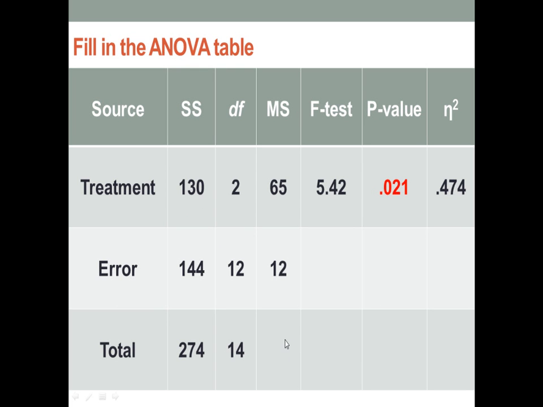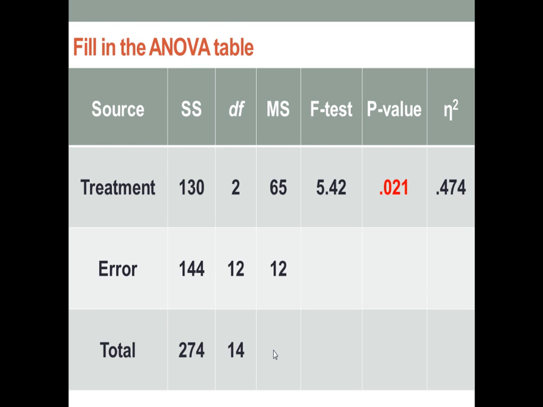I'm not going to really put this on an ANOVA table, but if we did 274 divided by 14, that would just be the variance for the whole group. We have sum of squares divided by n minus 1. Then the ratio of mean square treatment, 65, to mean square error, 12, is 5.42. That's the F-test that we calculate.